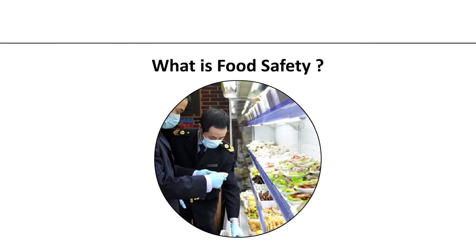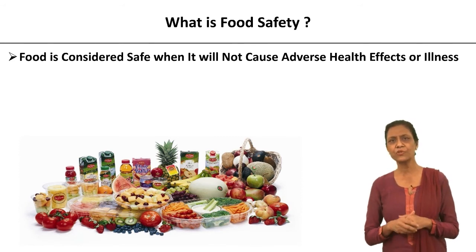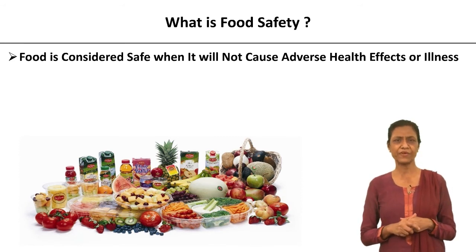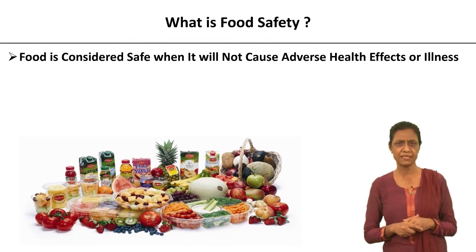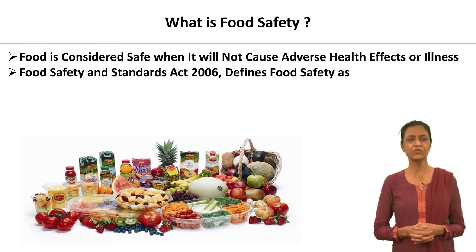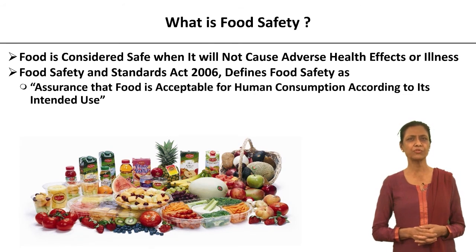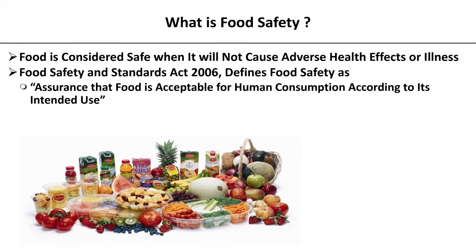What is food safety? Having realized that all consumers are seeking safe food, let's understand the meaning of the word food safety. Stating it very simply, food is considered safe when it will not cause adverse health effects, that is injury or an illness. The Food Safety and Standards Act 2006 defines food safety as assurance that food is acceptable for human consumption according to its intended use.